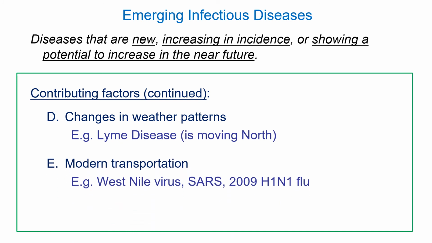Modern transportation, as I mentioned before, SARS made it to Toronto from one airplane ride. You can see that this COVID-19 pandemic has spread worldwide in a matter of months. It makes it very, very easy for these organisms to travel overseas and across oceans.